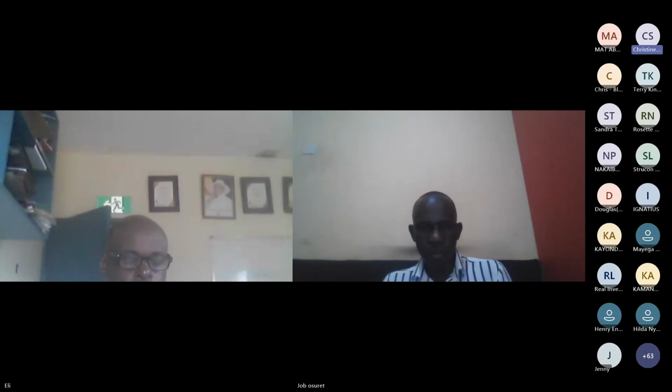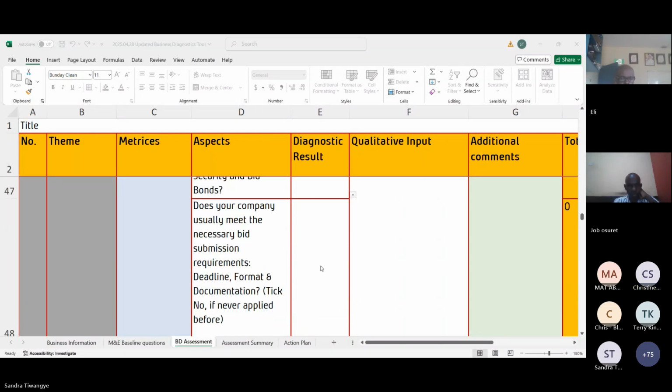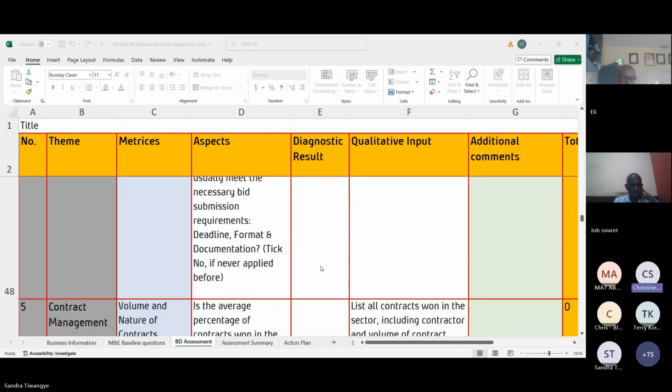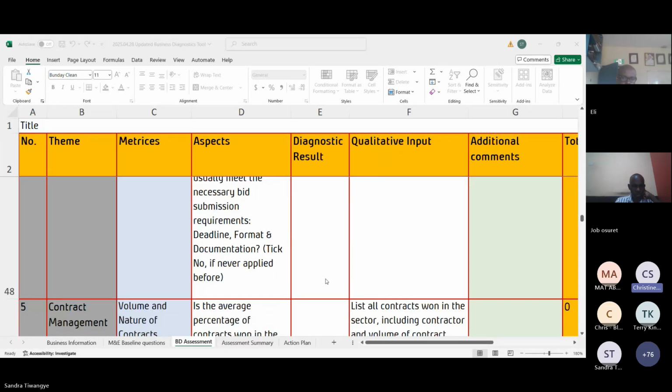Okay, let's return to the template. And if you are in a position to obtain bid security effectively and efficiently, yes. And if we scroll down, Sandra, you would also let us know whether in your bidding experience, you are able to meet all bidding requirements, like the deadline, the format, the documentation attached. Is this an area where you still struggle, or is it all good?